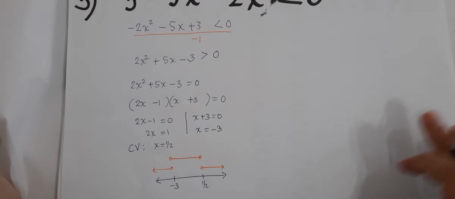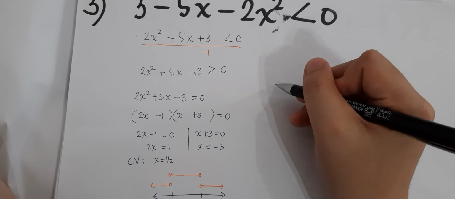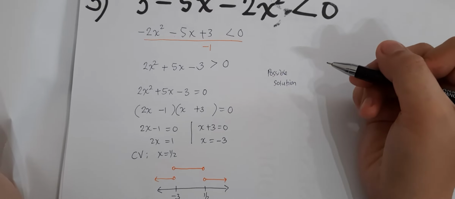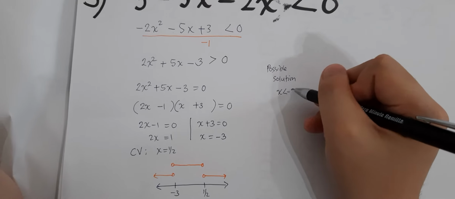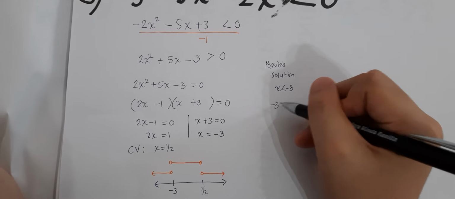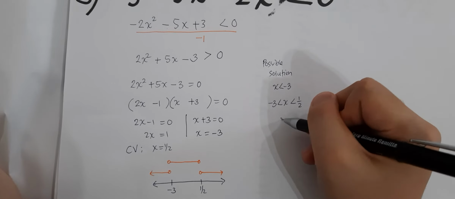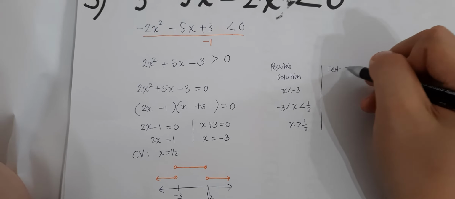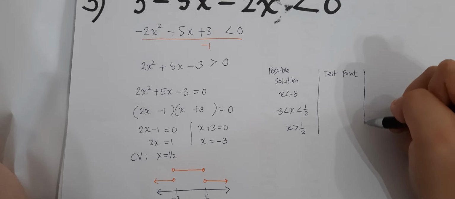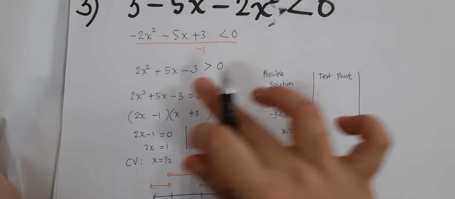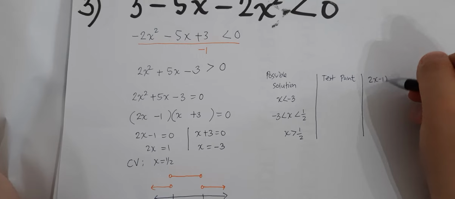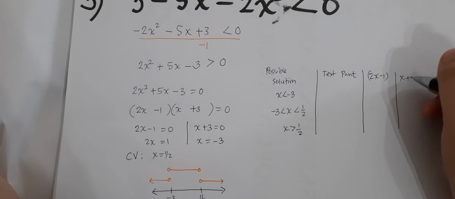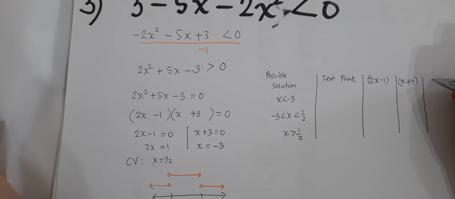So again, you will make a table with your three options, the possible solutions. So you have x less than -3, from -3 to 1/2, or greater than 1/2. Next is the test point, and after your test point, you will take the value of your first factor, then the value of your second factor, the sign, and the overall.